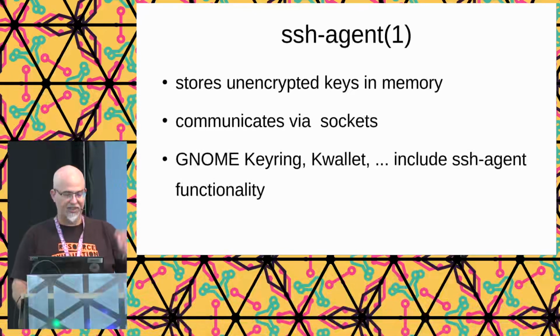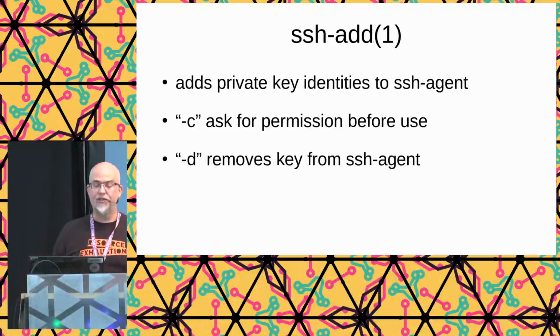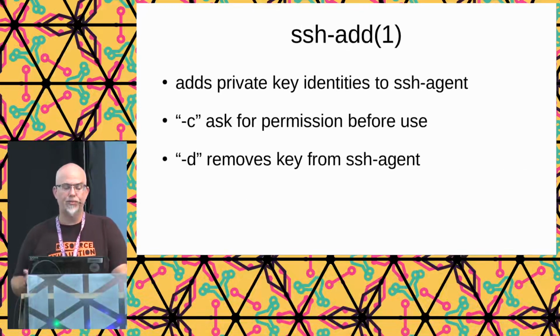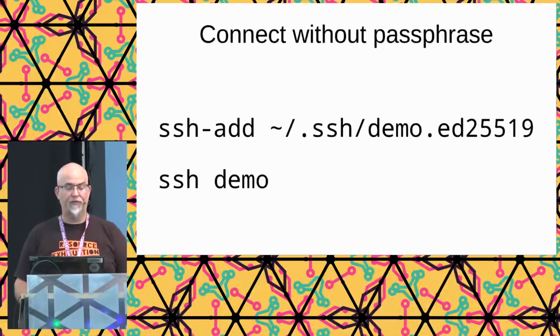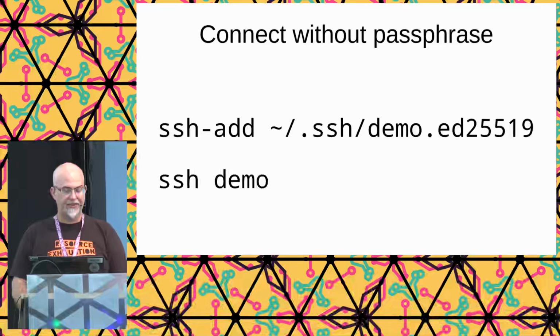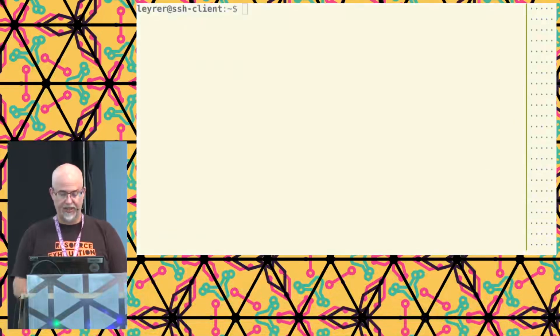So again, SSH agent is running in the background, and I need to add my private key identities to that agent. There's a command for it called ssh-add. If you only give it the file name, it will add that key to the SSH agent keyring. -d removes it, and as I said before, -c will prompt you for usage every time you want to use it. So to connect without a passphrase, we're almost there. We only have to add our private key to the SSH agent.